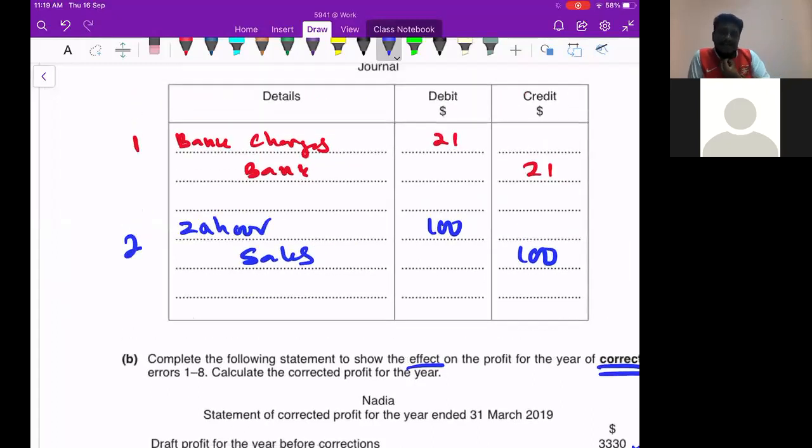Understand? Debit the customer, because we reverse the transaction from his account and then put it in the sales account. Okay, I'm done with the first one.